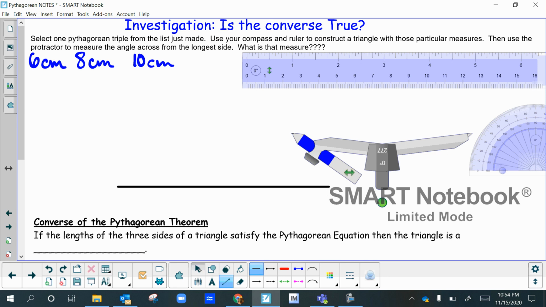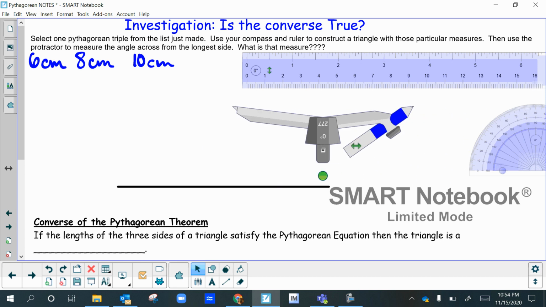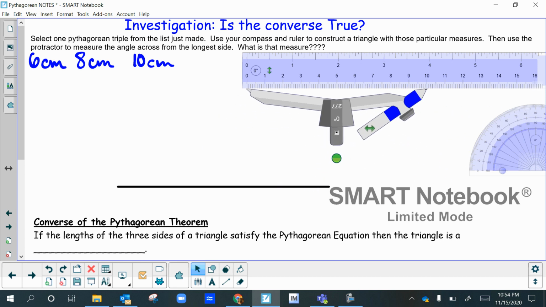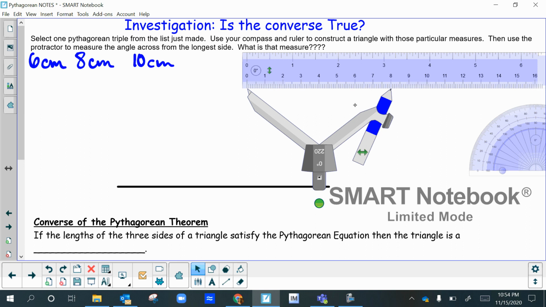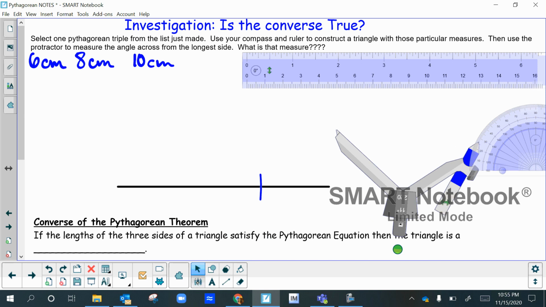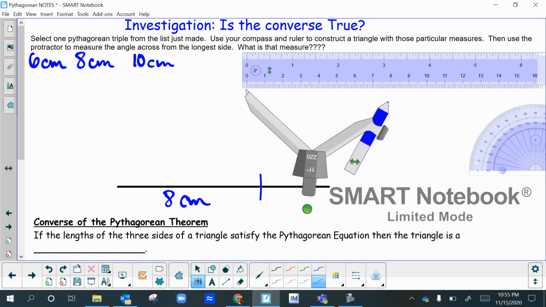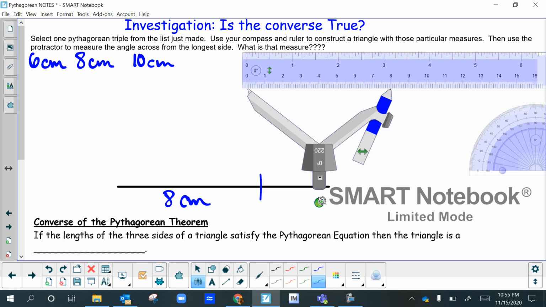Okay, and I'm going to measure out 8 centimeters. So I'm going to go all the way to 8. I'm going to put my compass on 0, and I'm going to bring that into 8. Okay, so there's 8. I'm going to make an arc right there. Okay, I probably should label that too. So that's 8 centimeters. And then I'm going to use 6 and 10 to get the other vertex.